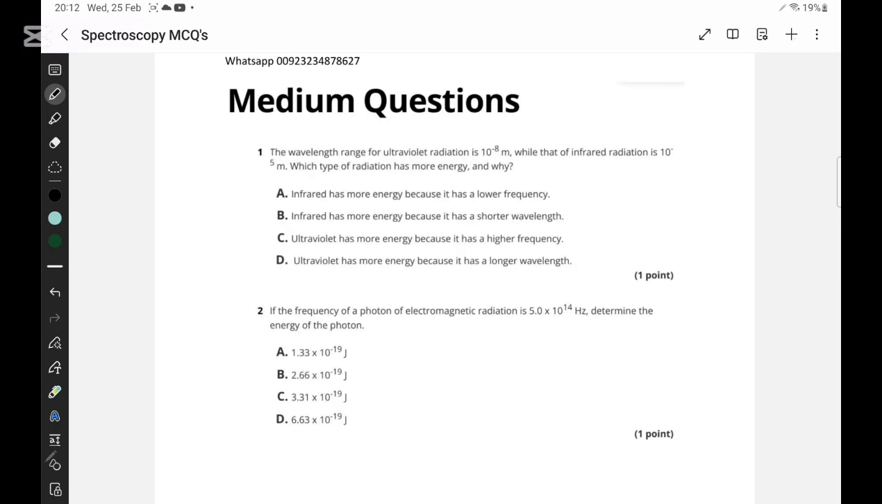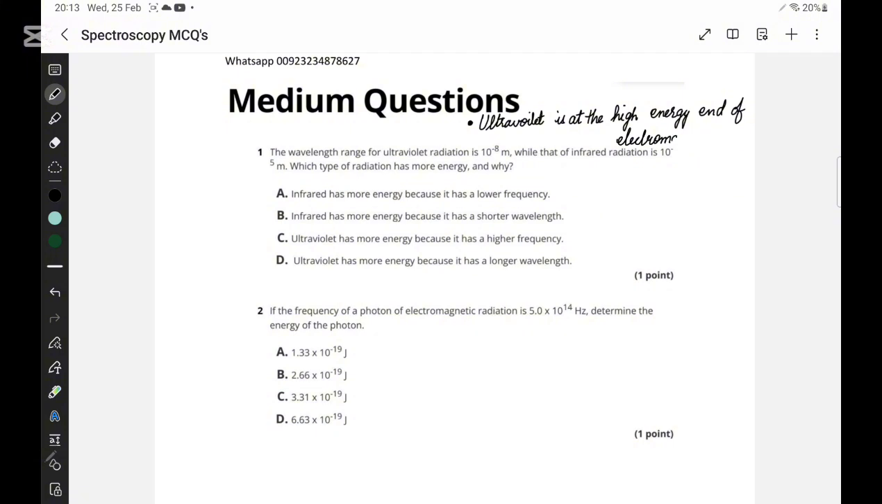In this question, they are saying the wavelength range for ultraviolet radiation is 10 to the power minus 8 meter, while that of infrared radiation is 10 to the power 5 meter. Which type of radiation has more energy? First of all, we must know that ultraviolet is at the high energy end of the electromagnetic spectrum.